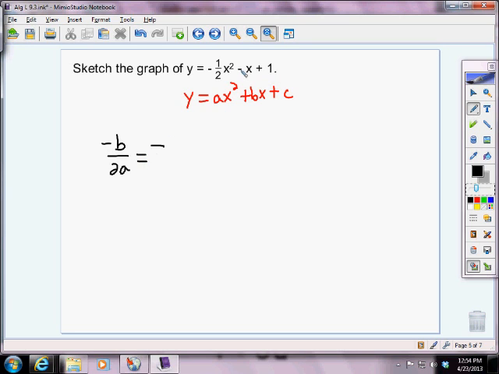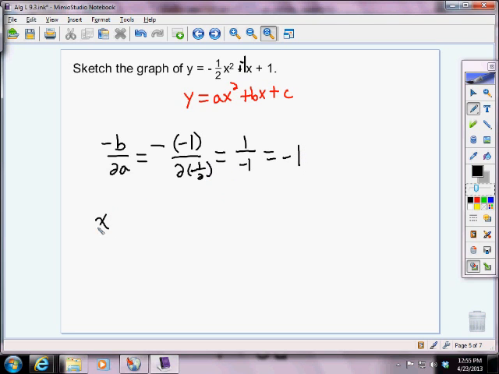So we have negative. Now be careful here. This becomes plus a negative 1x. Just because it's minus up here doesn't mean we can forget, because our quadratic equation here is plus. So we have negative negative 1 over 2 times my a, and a is negative 1/2. Simplifying that, we get 1 over a negative 1, which ends up being negative 1. So the x-coordinate of our vertex is negative 1.